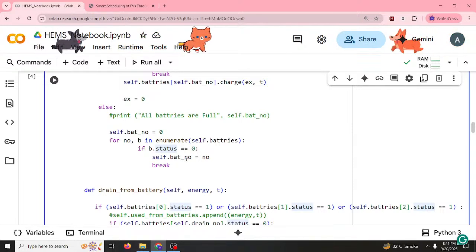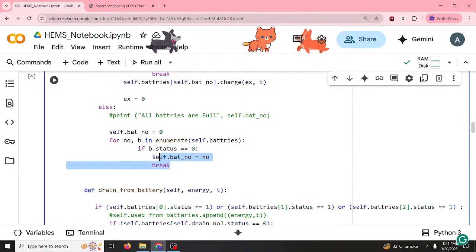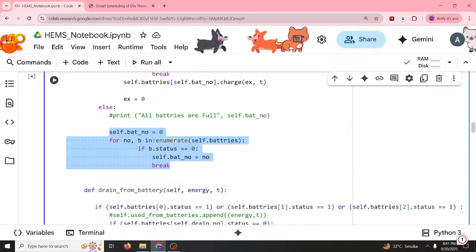Okay, so this battery number here, it is also an interesting function for changing the battery number.